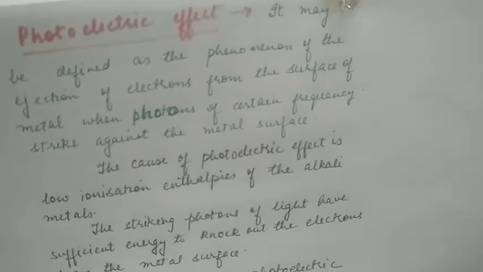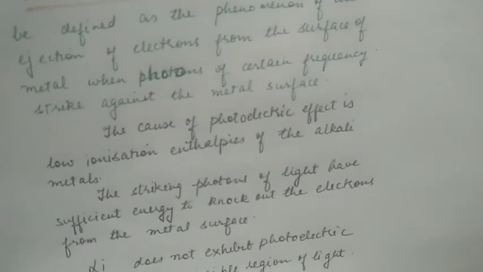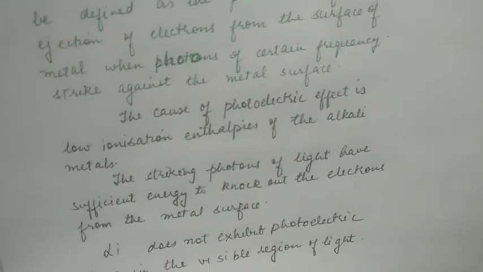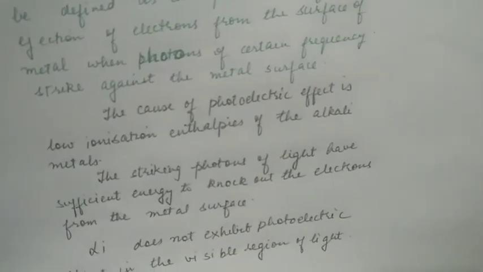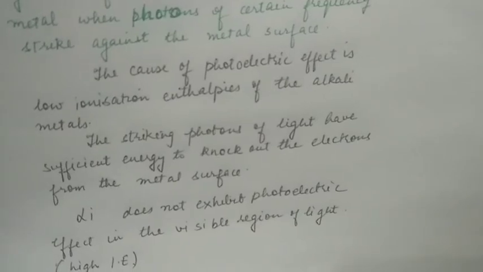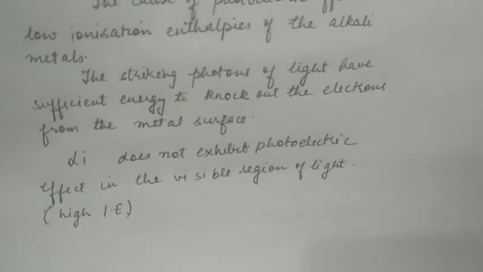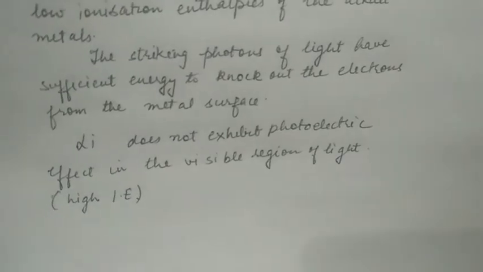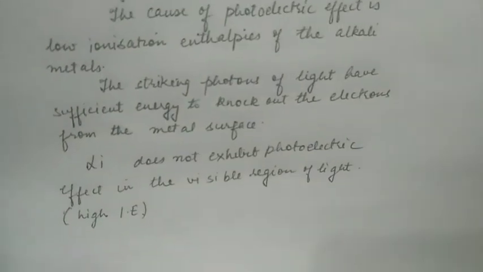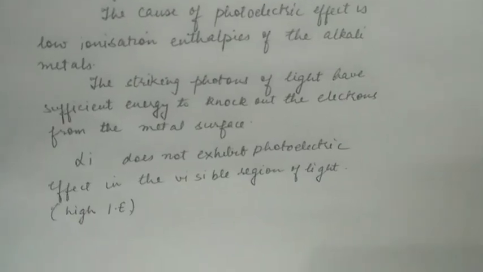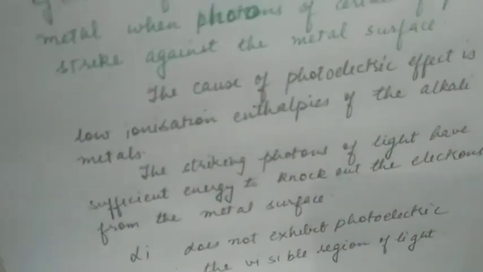The cause of photoelectric effect is low ionization enthalpy of alkali metals. The striking photon of light have sufficient energy to knock out the electrons from the metal surface. Lithium does not exhibit photoelectric effect in the visible region of light because of its high ionization enthalpy.